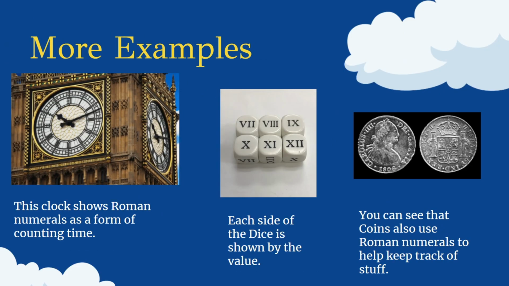Over here, we have a few more examples, 3 more examples to be exact. And this is a clock that is built in London, and it shows more Roman numerals being able to tell us the time. And over here we have a dice deck. Each dice is shown by its value with Roman numerals. And here on the right we have a coin, and we can see 4 I's, meaning 4. Is great use for keeping track of things.